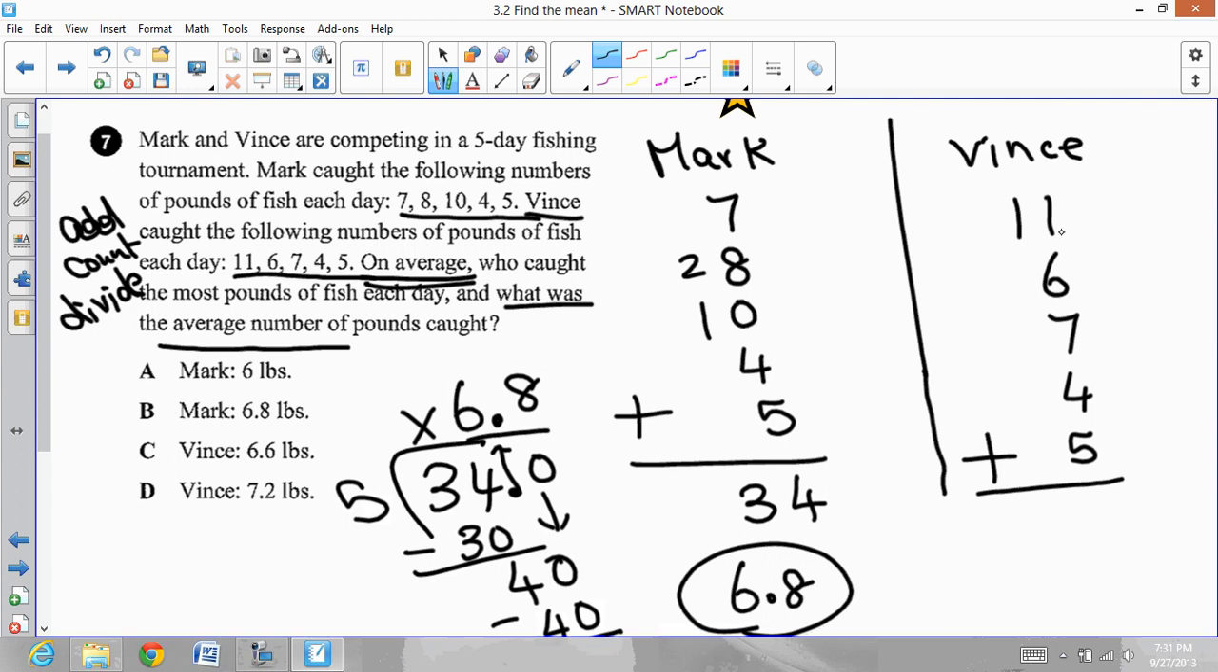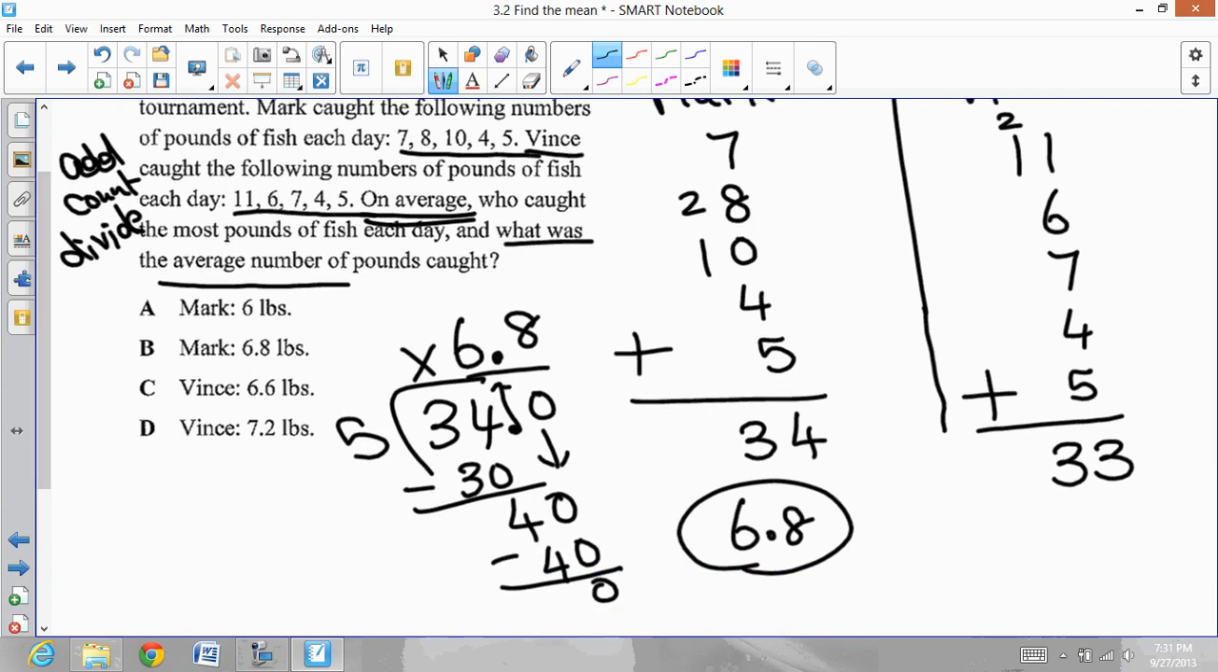In this case it's going to be 11 plus 6 plus 1 is 7, 7 plus 7 is 14, 14 plus 4 is 18, 18 plus 5 is 23. 2 is a carryover. 2 plus 1 in this case is 3. So you did the addition part. Now let's count how many numbers Vince had. Vince also had 1, 2, 3, 4, 5. So the last step is you take your addition, which was 33, and you divide it by the 5.